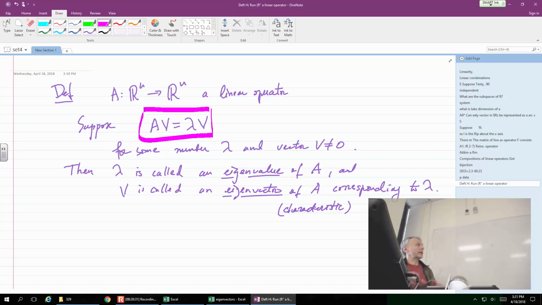But how do we find lambdas? Well, it's really not that complicated to find those eigenvalues. In the example that we just saw, we just went with 2 and 3. How do we discover 2 and 3?